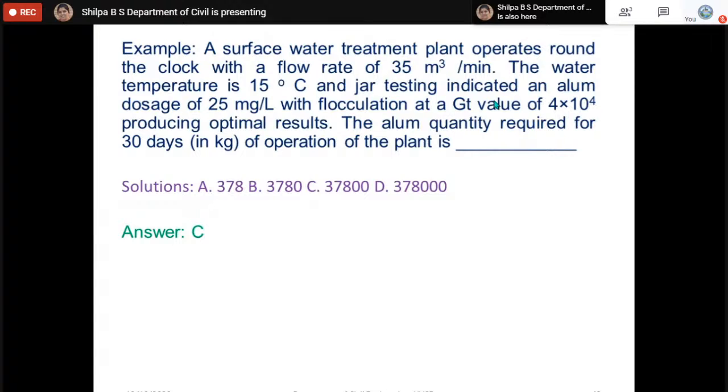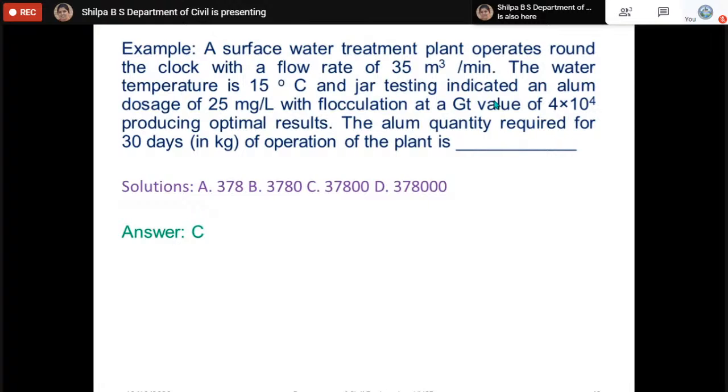We know the flow rate is 35 meter cube per minute. To convert that to per day, we multiply by 60 into 24.